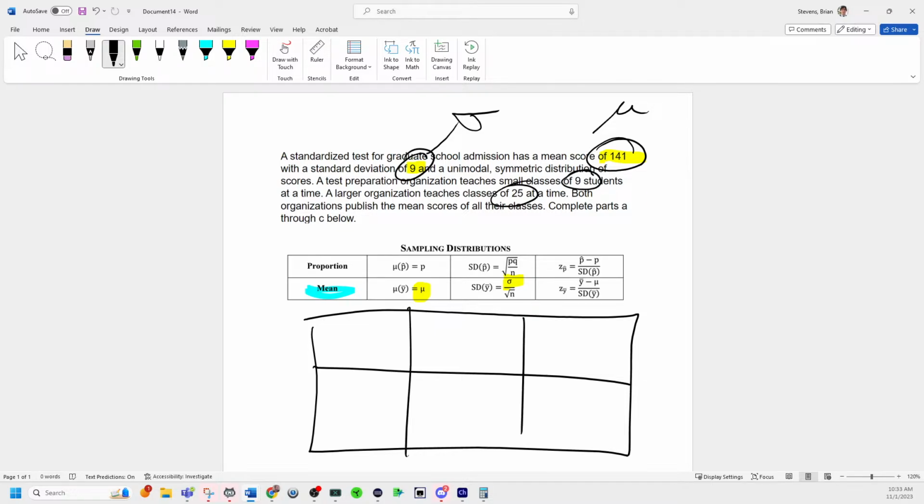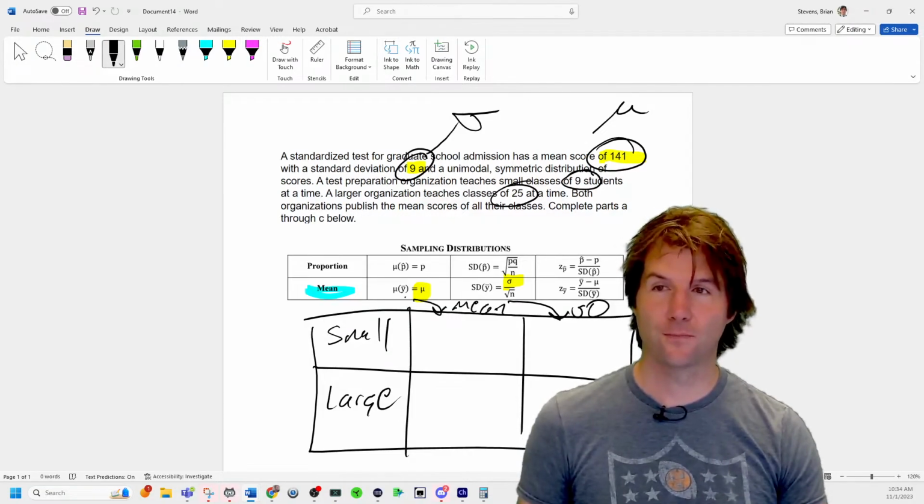And here's where the mean will be. So this will be the mean right here, and this will be the standard deviation right there. So mean and standard deviation, and small and large. So what is going to be the mean for the larger class? The mean for the larger class is mu y bar equals mu. So what is mu y bar? It's equal to mu. So the mean for the larger class is what? Now let's talk about what this means. The mean for the larger class is what?